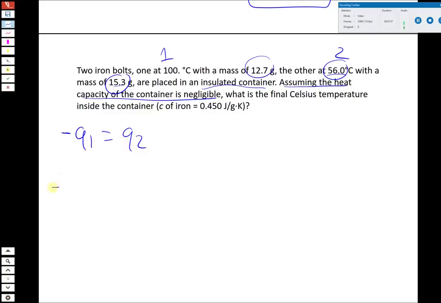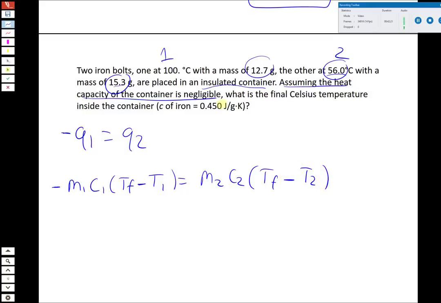So the first mass times its heat capacity times its change in temperature, which is going to be the same final temperature minus its initial temperature, is equal to the mass of the second piece of iron times its heat capacity and then its change in temperature. Same final temperature, which is what we're solving for, different initial temperature for the second one.